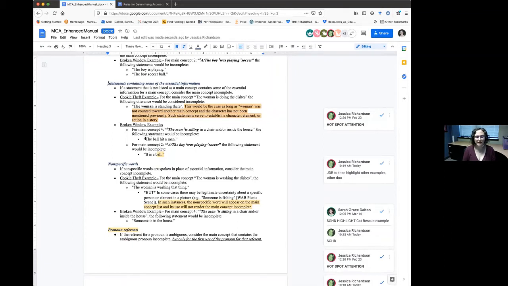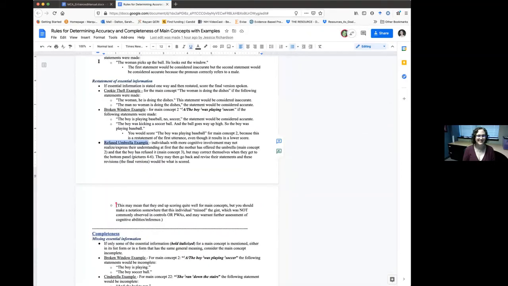the ball hit a man. If a man had not been introduced previously in the story, an utterance like the ball hit a man would be given partial credit for main concept 4, because it's the first time that they've introduced the character, a man. For main concept 2, the boy was playing soccer, something like "it is a ball" would also get partial credit for main concept 2, as long as a ball had not been produced before. And so this was a new introduction of this key component of the story. Okay.